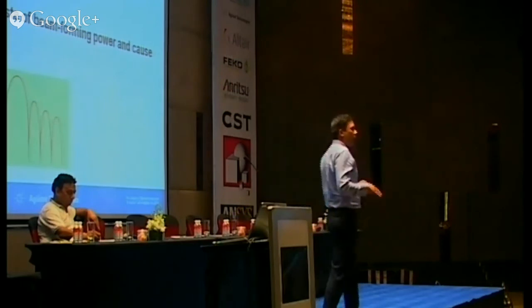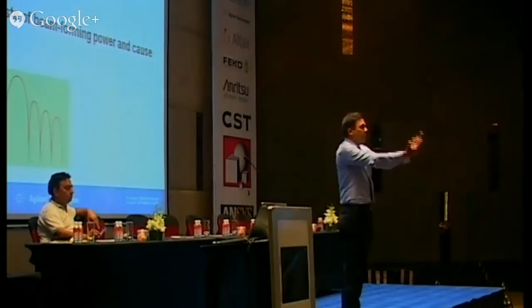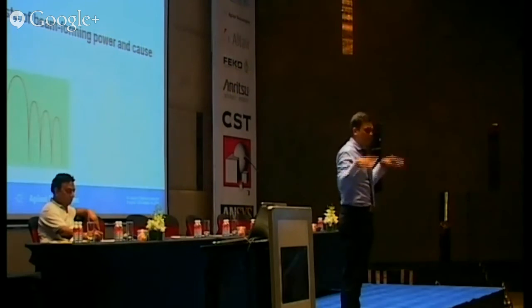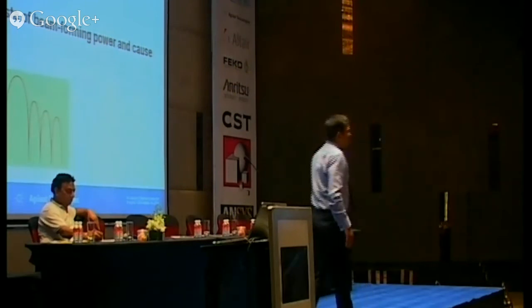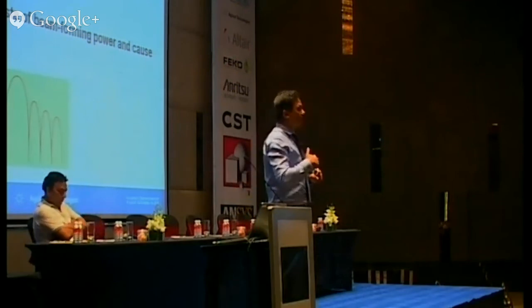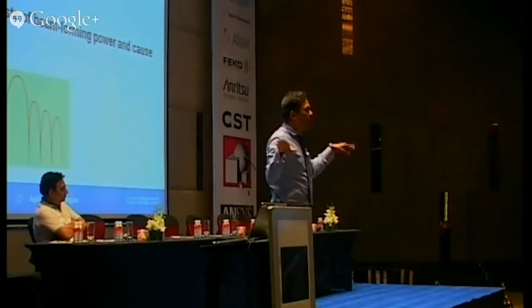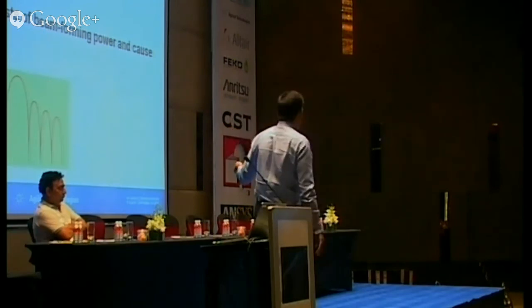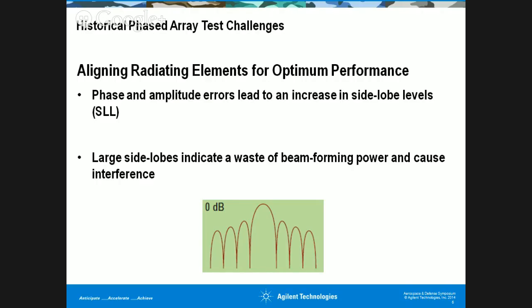Reason being, first of all, the power which I am supposed to transmit in this particular direction, I am now transmitting in this direction also. So I am sharing this power into this direction. So this power is lost, this power is reduced. Secondly, if I am going to use it on the receive side, I am going to get a lot of noise on these sides. I am not interested in this interference or in this noise. So I want to reduce all these side lobes, and hence these large side lobes indicate a waste of beam forming power and may cause interference.